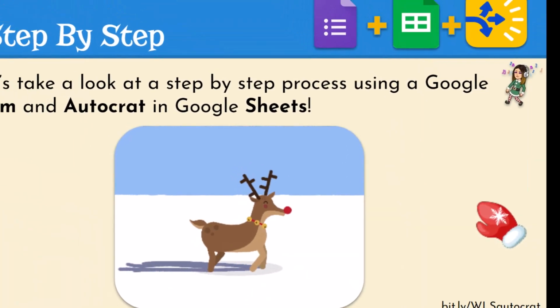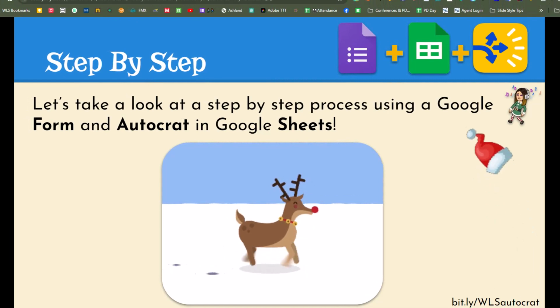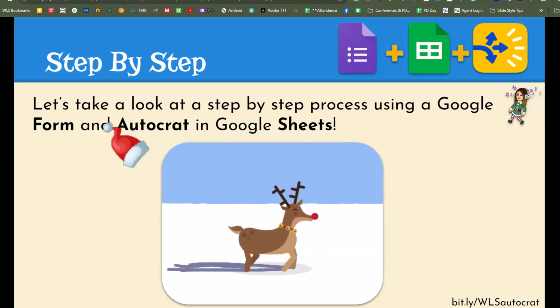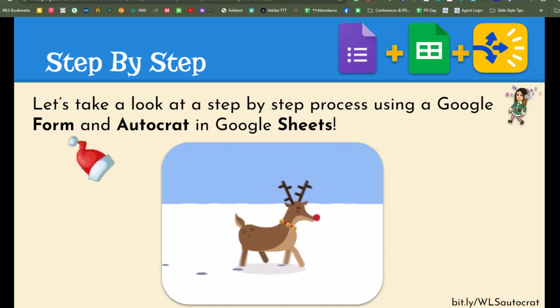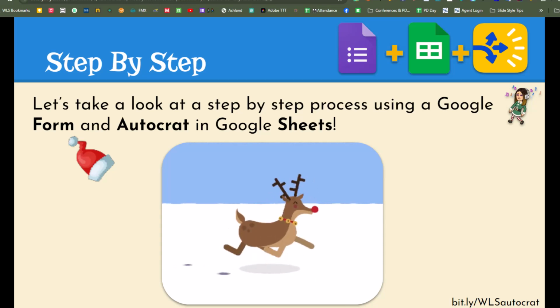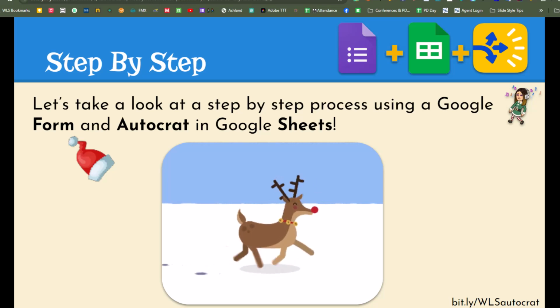Let's take a look at a step-by-step process. For this example, we are just going to use a Google Sheet and Autocrat. We're not going to get into how it works with Google Forms, but in that presentation under the video description, I will link to the step-by-step if you want to attach it to a Google form. For this video, I'm just going to use a Google Sheet, and then show how to run Autocrat.